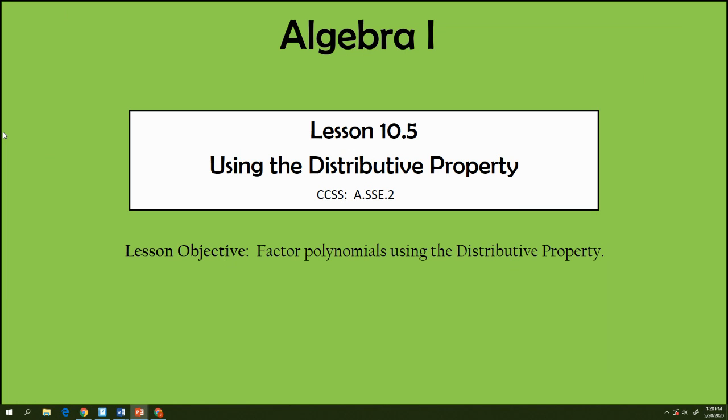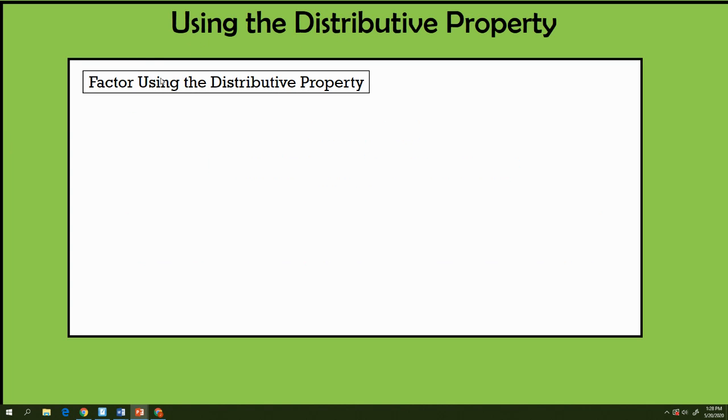All right, we're going to move into lesson 10.5 today on using the distributed property. It's kind of a misleading title. Actually, we're going to be using the distributed property in reverse, or the reverse of the distributed property, to help us begin factoring. So really today we're going to be factoring polynomials by using the distributed property. That's probably a more accurate title. Okay, so factoring using distributed property.